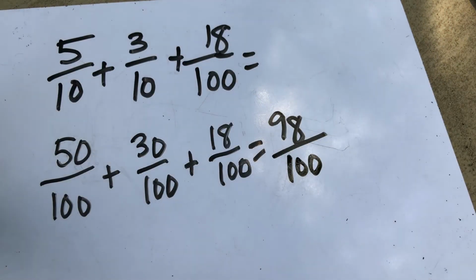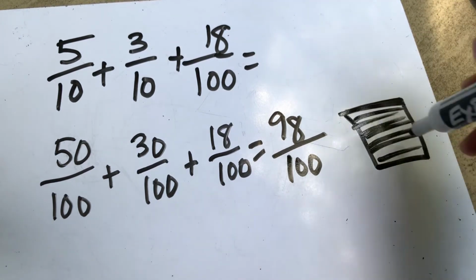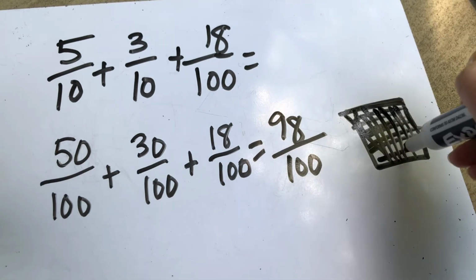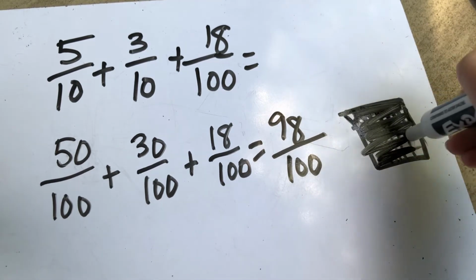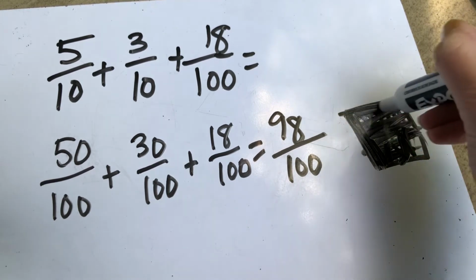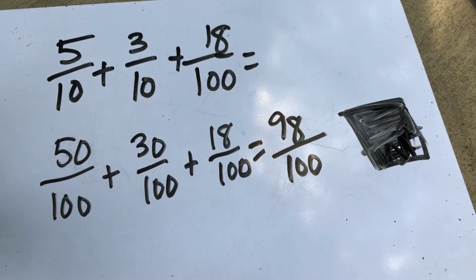So 98 100ths. So that means that if you have a flat that's divided into 100 parts, how many of them will be shaded in? 98. And how many would be left over? Just 2. So 2 100ths plus 98 100ths would be 100 100ths, and that equals 1. Let's try another one.